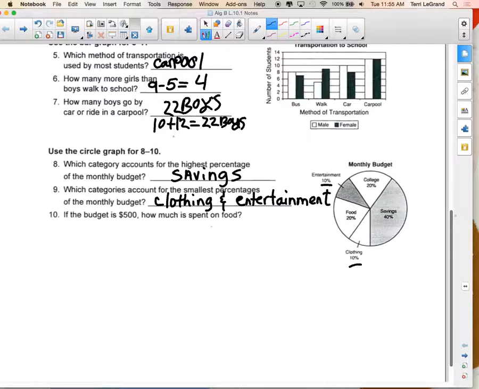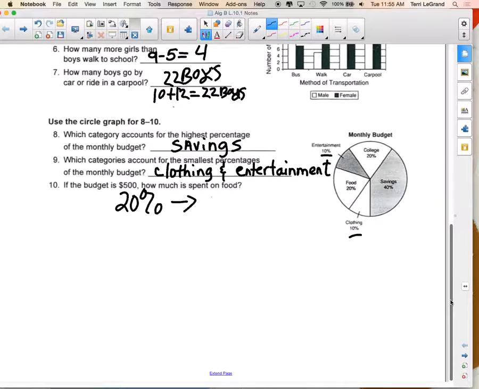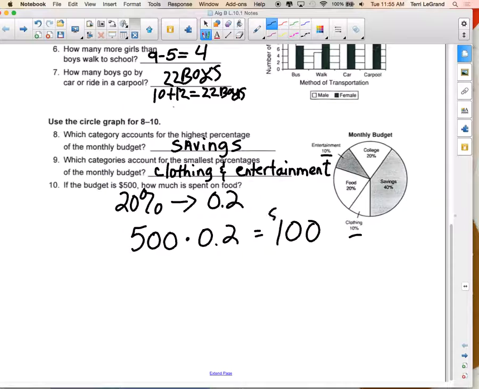Yeah, so first of all, we have 20% that we're going to show. We changed it to a decimal. We did this in our homework for today. What's 20% as a decimal? 0.2. Okay. So now you said we're going to multiply by 0.2 because that made more sense. And that is 100. And that's $100 spent on food.